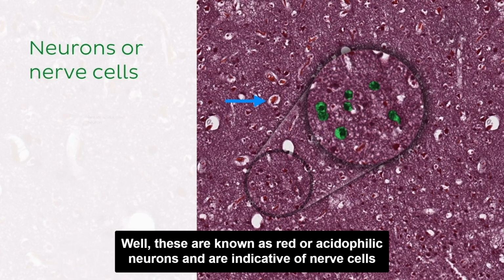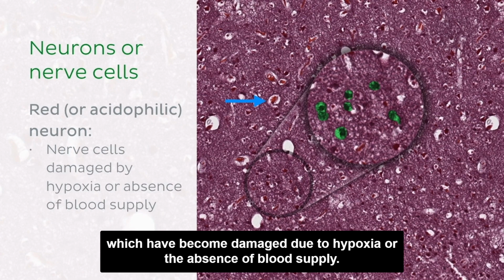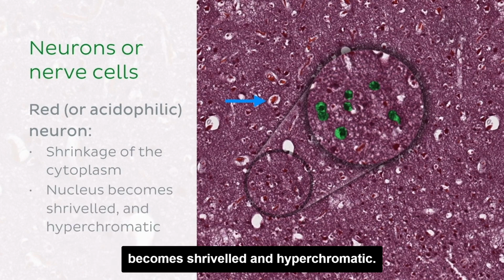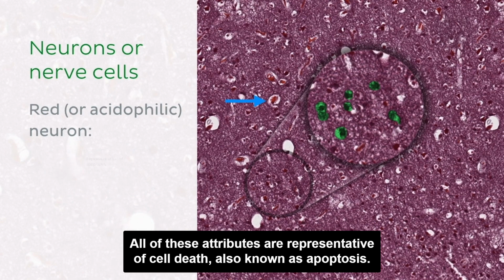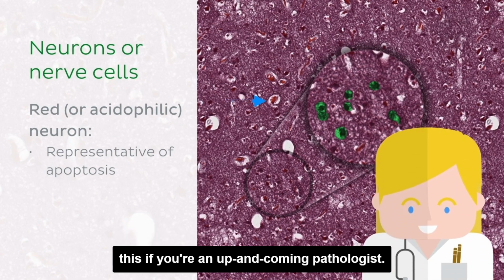Well, these are known as red or acidophilic neurons and are indicative of nerve cells which have become damaged due to hypoxia or the absence of blood supply. In such conditions, we can see acute shrinkage and reddening of the cytoplasm, while the nucleus becomes shriveled and hyperchromatic. All of these attributes are representative of cell death, also known as apoptosis. This is commonly seen in prepared sections of brain tissue, so it's important to know this if you're an up-and-coming pathologist.